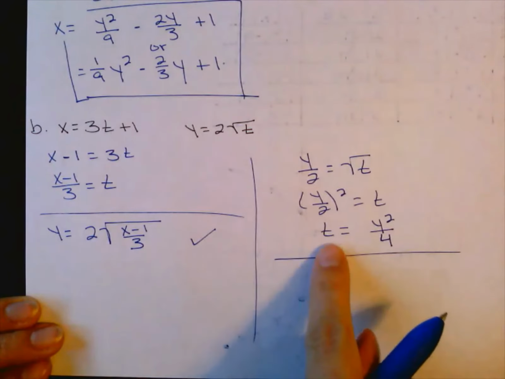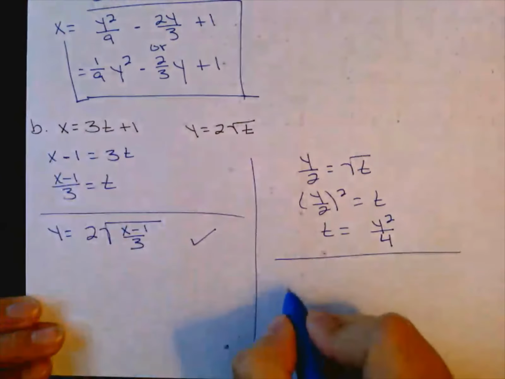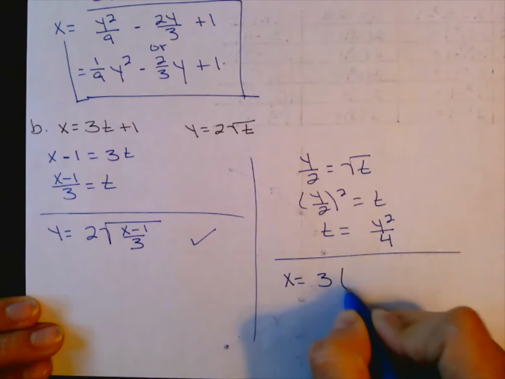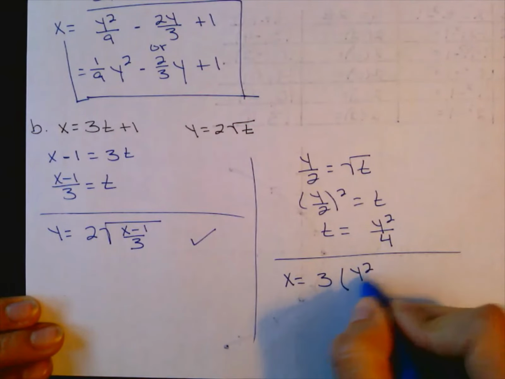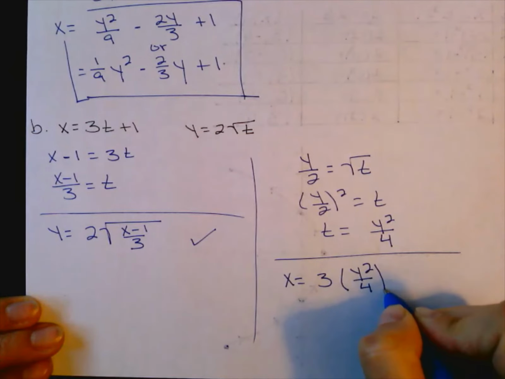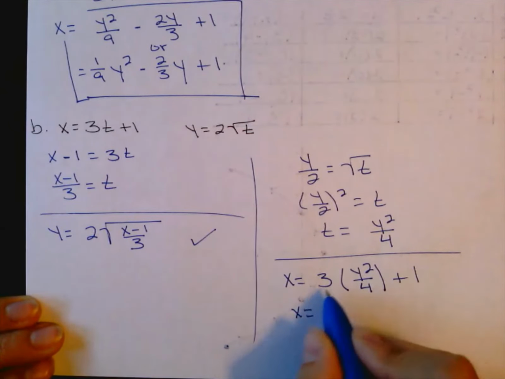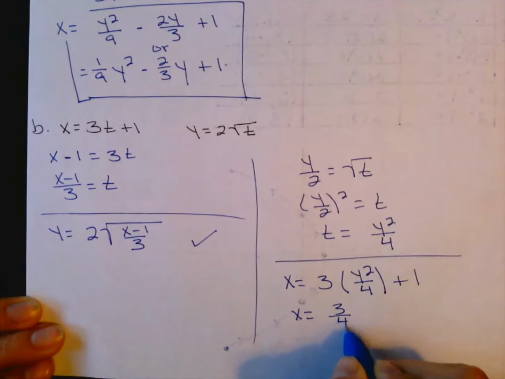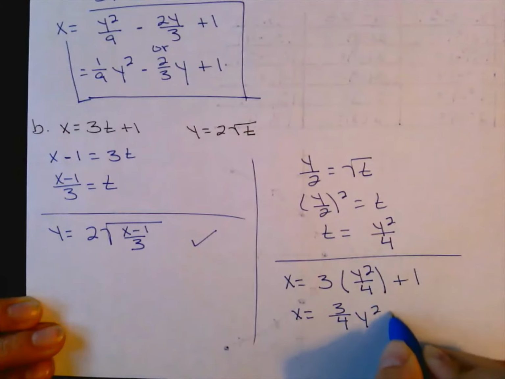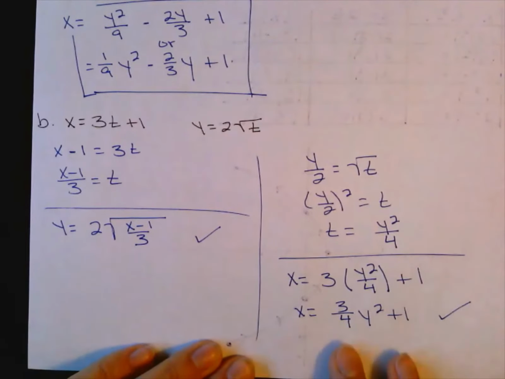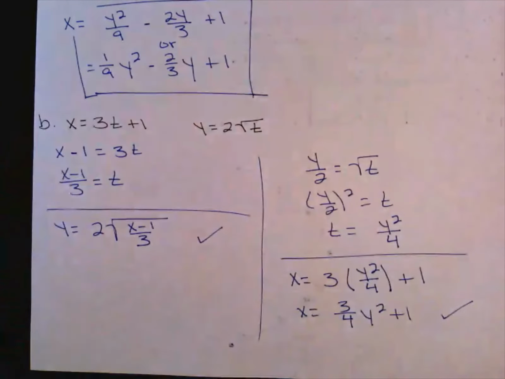All right, now that I've isolated t, I plug that into the other equation, and I could say x equals 3. Instead of t, I'm going to put y squared over 4, plus 1. Clean that up. I'm going to put 3 over 4 y squared plus 1. Again, I'm in terms of x and y, and the t has been eliminated. So two different ways to solve this question, both correct, okay?